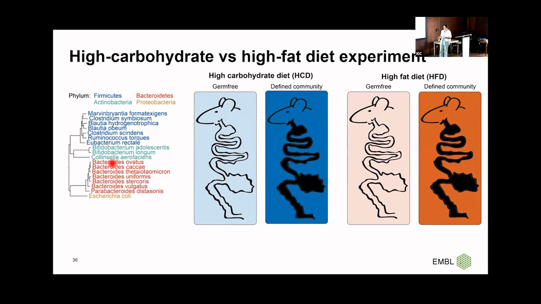We combined these bacteria in vitro and colonized them into germ-free mice. And then we exposed germ-free mice and mice colonized with this defined community to 2 different diets, high carbohydrate diet and high fat diet for 4 weeks.